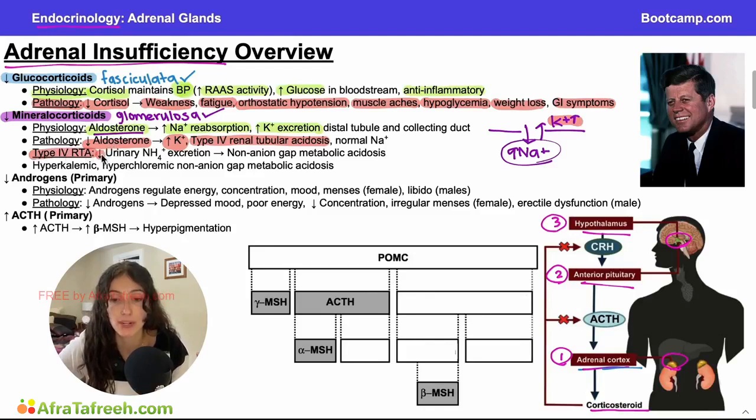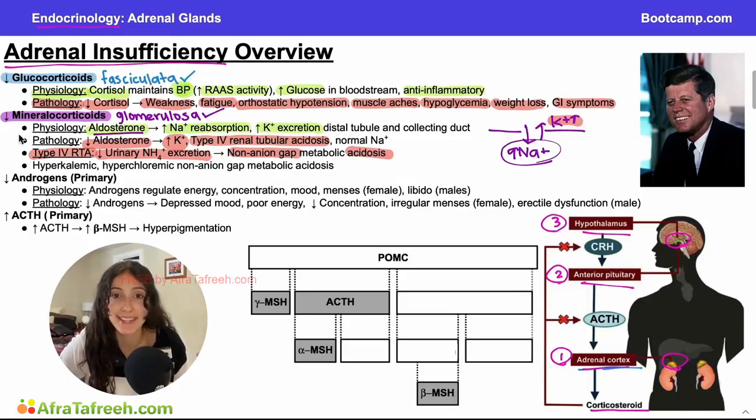In type 4 renal tubular acidosis, we have a decreased urinary excretion of ammonia. This is going to lead to a non-anion gap metabolic acidosis. So it's important to remember here that this is a non-gap metabolic acidosis because it will help you differentiate this from other causes of a gap metabolic acidosis.